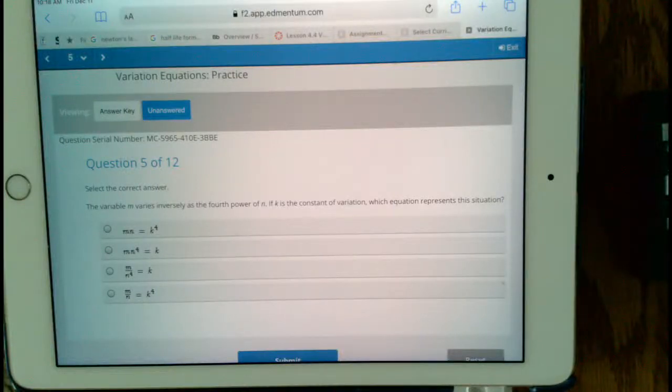The variable m varies inversely as the fourth power of n. If k is the constant of variation, which equation represents the situation?